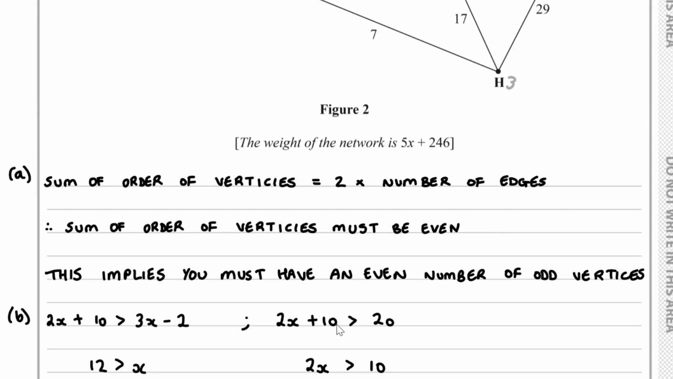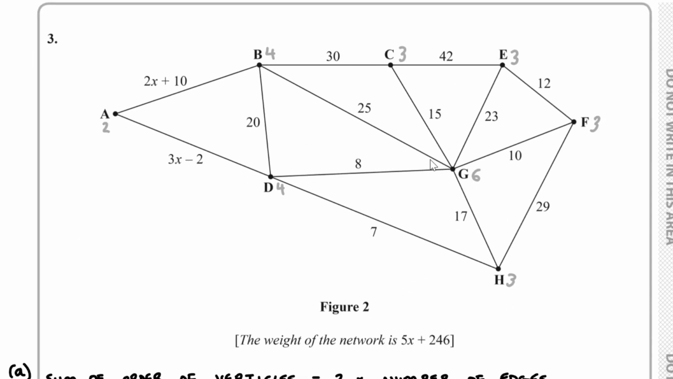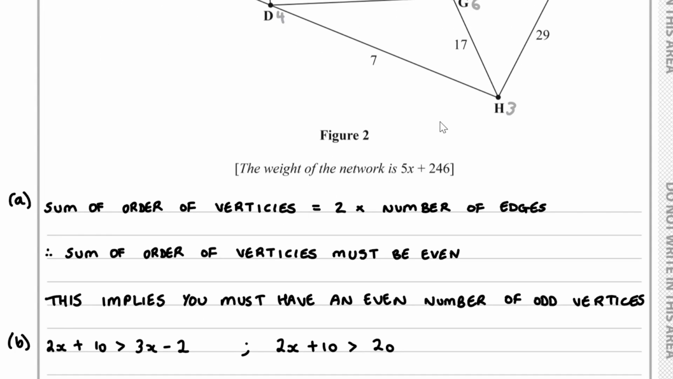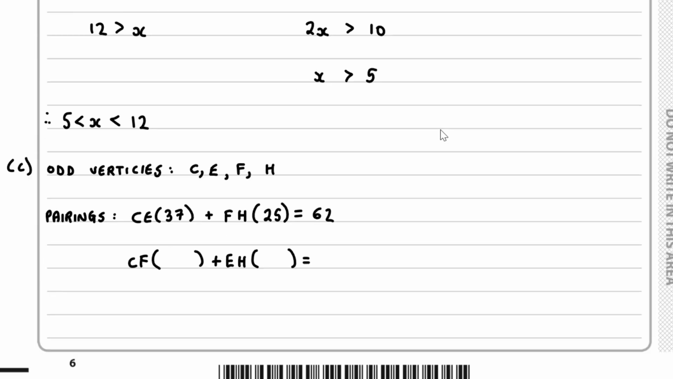So let's work out how we can get from C to F in the quickest way possible. So C to F, we could go 15 to 10. So that's 25. Or we could go the 42 plus the 12, that's longer. So the quickest way is going to be 25.